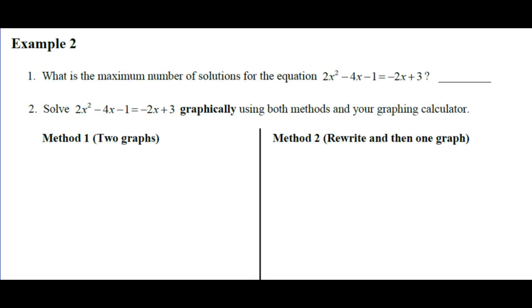Example 2, what is the maximum number of solutions? So if you think about it, if you've got that quadratic and you've got a straight line, what's the largest number of solutions you can have? 2, right? Could you have 1? Yeah, you could have 1, and you could have how many? 0.